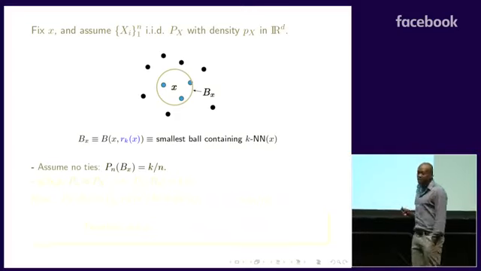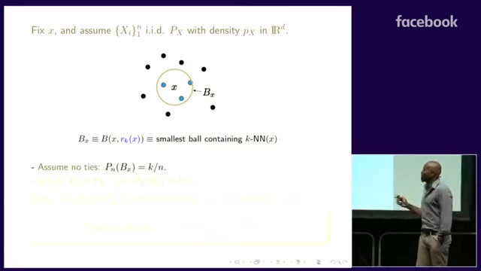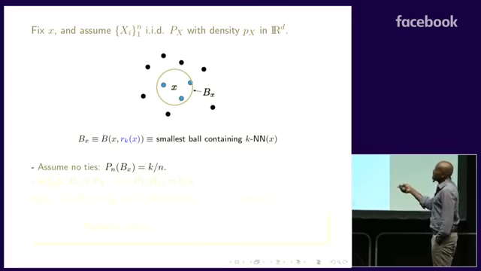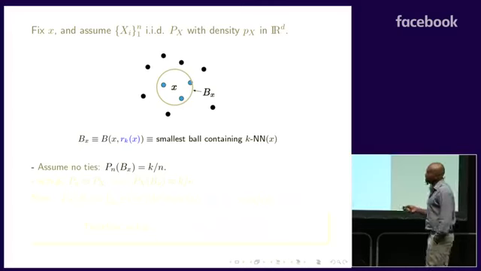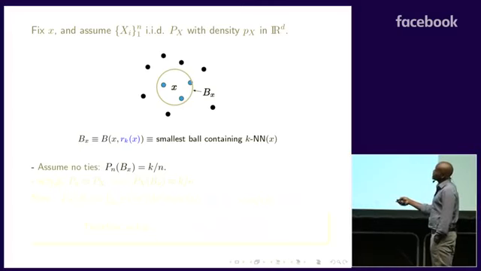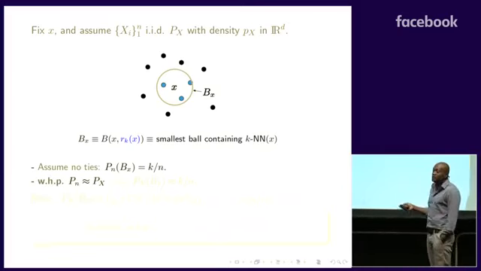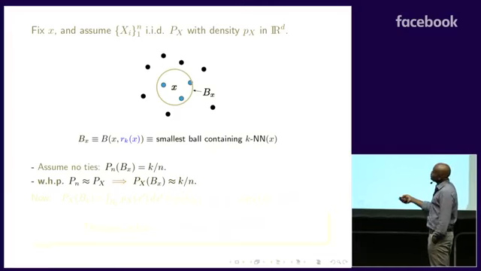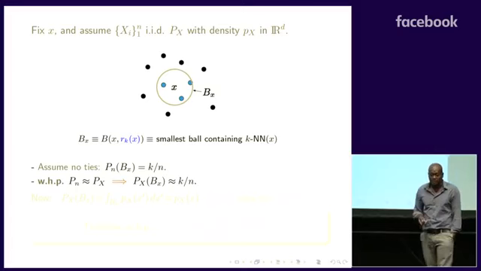So first assume that there are no ties. And all I mean by that is that there are exactly k points in this ball, right? Then what that means is that the empirical mass of this ball is just k over n. Now, it turns out that with high probability, the empirical mass is very close to the true mass under px, under the real distribution. What that means is that we have with high probability that px of this ball is approximately k over n.